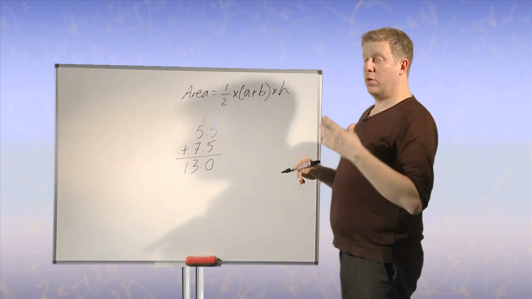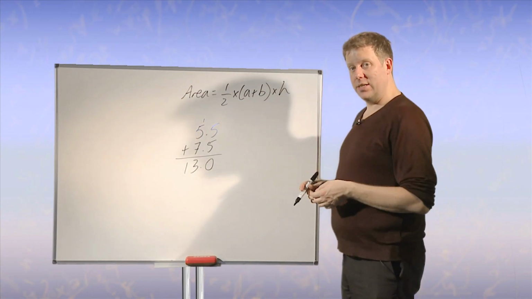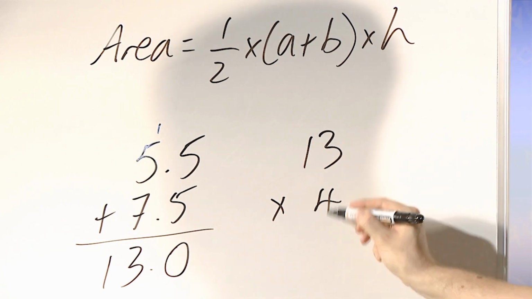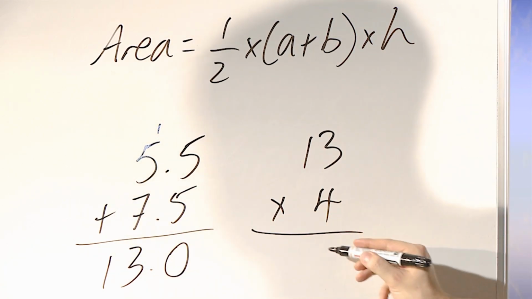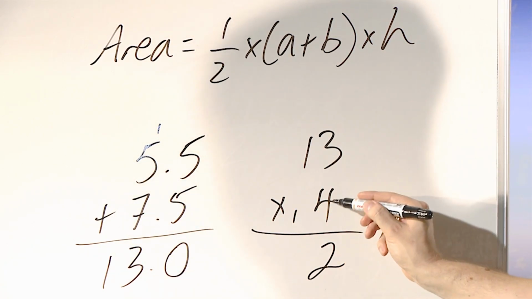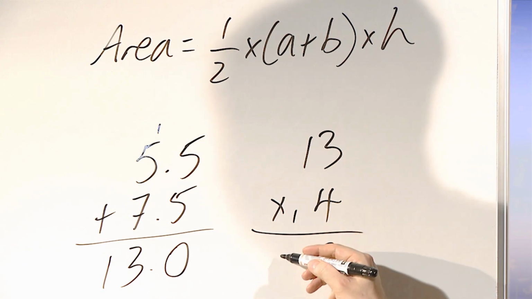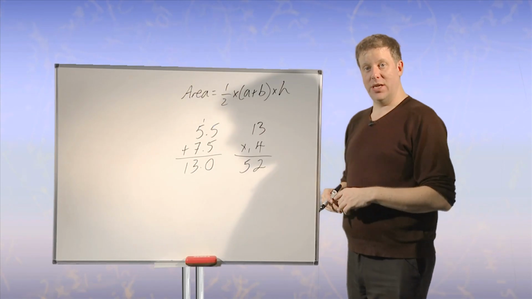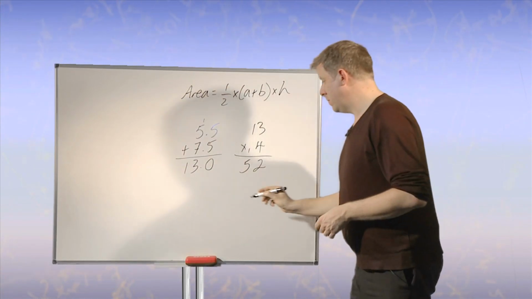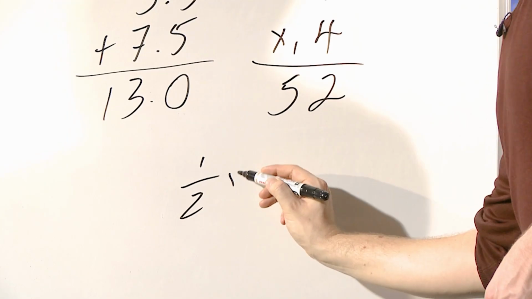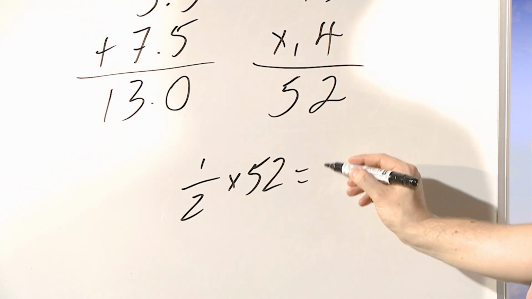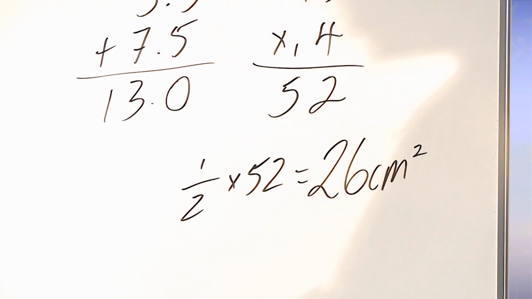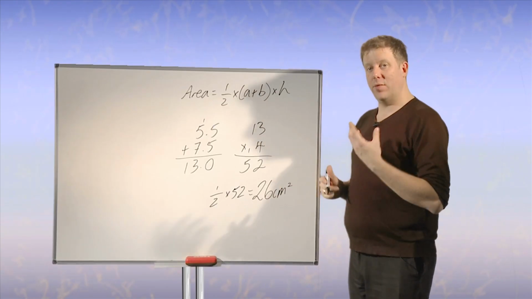Now what we do is multiply that by the height, that next bit there. Now 13 times 4, 4 times 3 is 12, carry 1. 4 times 1 is 4, plus the 1 is 5. And then the final part we do is to half our answer. So a half of 52 is 26 centimetres squared.